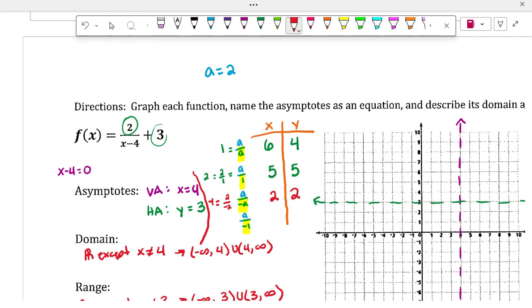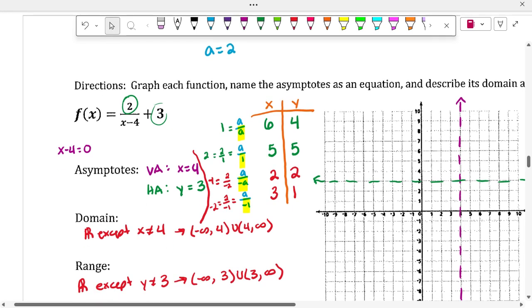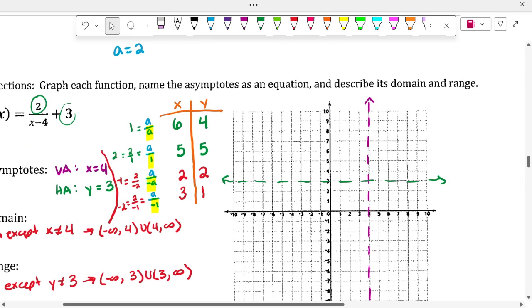And then lastly, A over negative 1. We're trying to get 2 over negative 1, which is negative 2. All right, so we're shooting for -1 in the denominator. What number minus 4 will give me -1 in the denominator? 3. So that'll be -2. What's -2 plus 3? 1. And these are kind of your reference points to draw your branches.